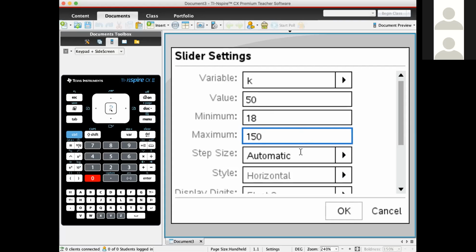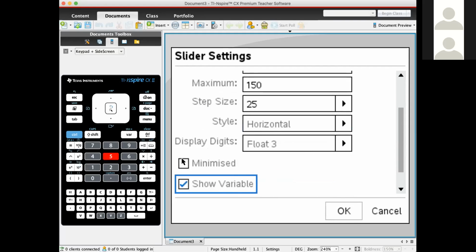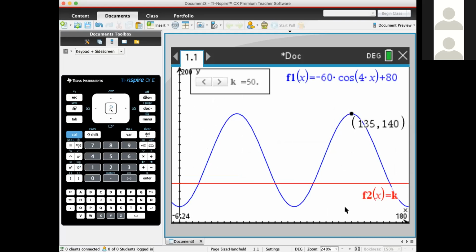And the step size, this is where we've got to be careful. Let me keep it at, let's see, 25, okay? Keep that in mind. And I'll keep it minimized. So it's going to jump with 25. The step size is 25. So right now, k is at 50. Can you see that? K is equal to 50.